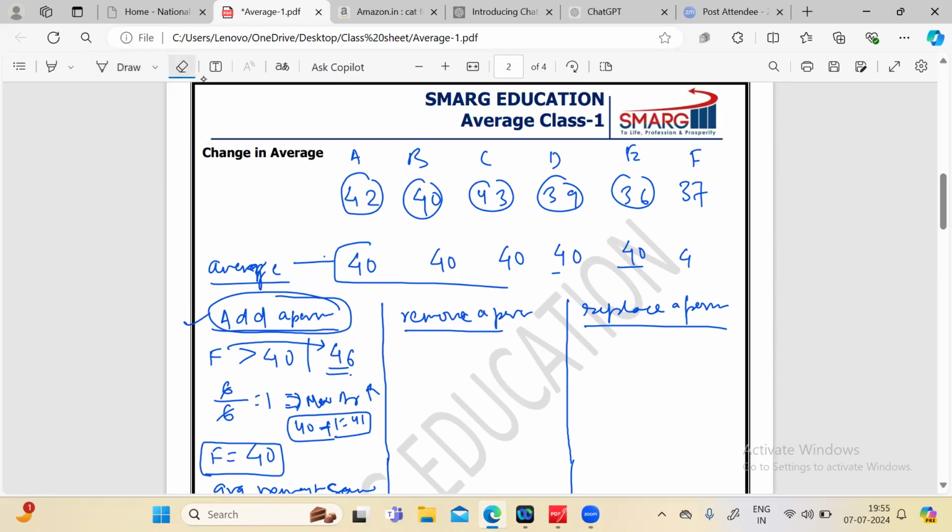So I'll just remove this F, and this was the group. A, B, C, D was the group. Here again, when B is getting removed, B has a value of 40 and B has been assigned 40 as well. So if B leaves the group, there will be no change.